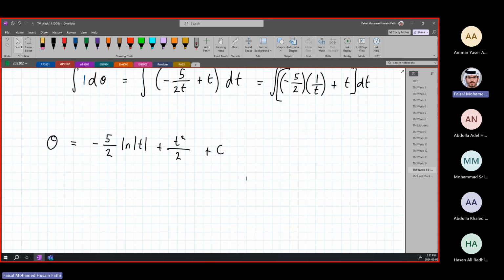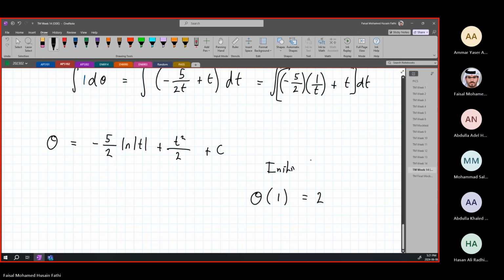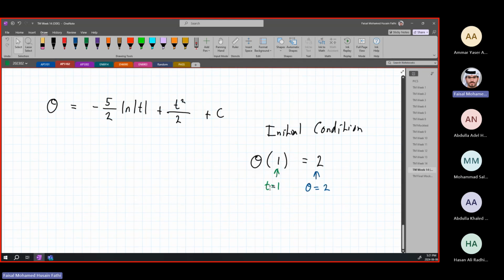What if they say theta of 1 is equal to 2? So what does this mean when they give you this as an initial condition? So this is an initial condition. This basically means that when t is equal to 1, theta is equal to 2. This is what it basically means. So a function of t, theta, when t, whatever t represents, is equal to 1, is going to be equal to 2. Theta is equal to 2 when t is equal to 1.